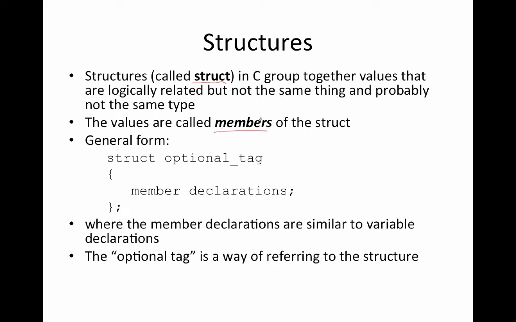So here's the general form of a struct declaration. You have the word struct, then you sometimes have this optional tag. The optional tag is a way of referring to the structure, and we're actually not going to be using it right away. And then in curly braces, you have what are called member declarations, which look exactly like variable declarations. So for every member of the structure, you're giving the name of the member and its type. So that's the general form of a struct declaration.